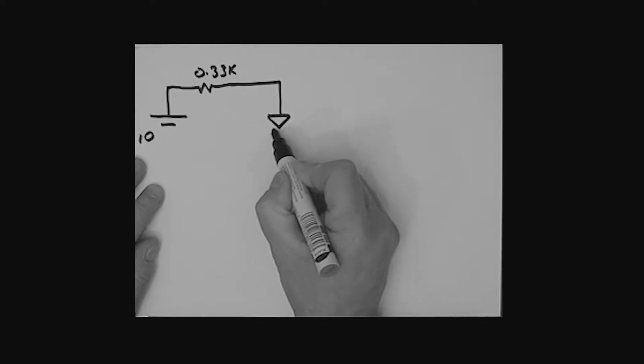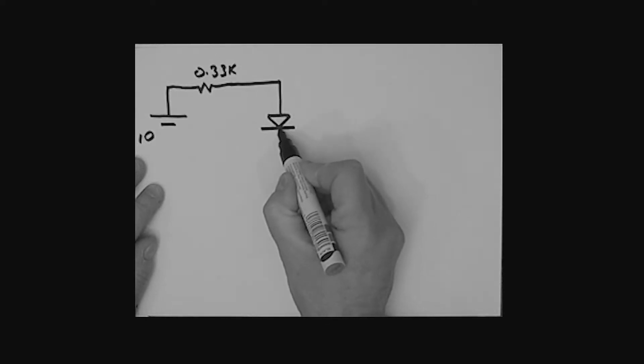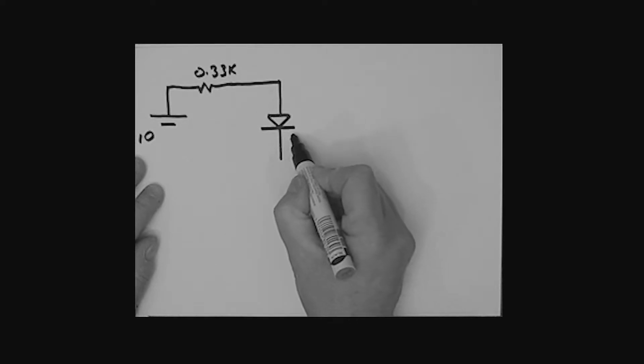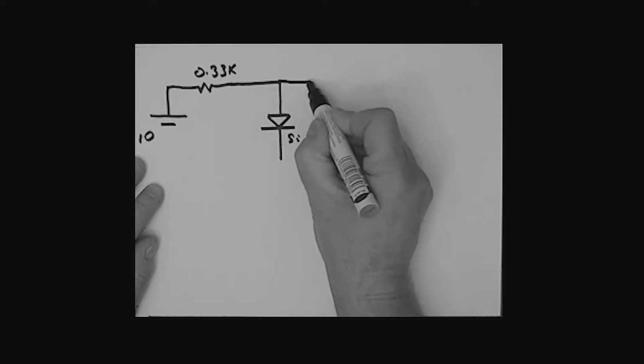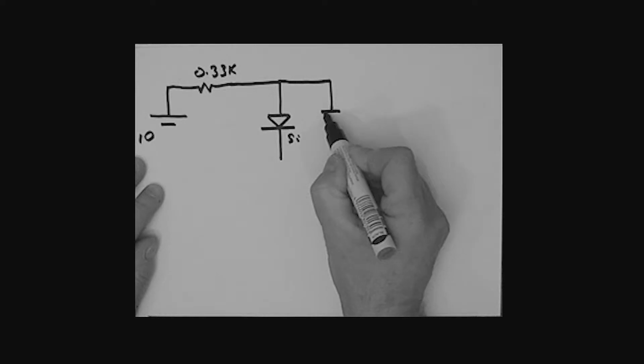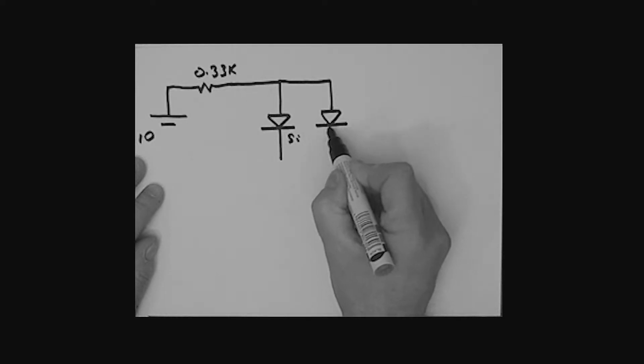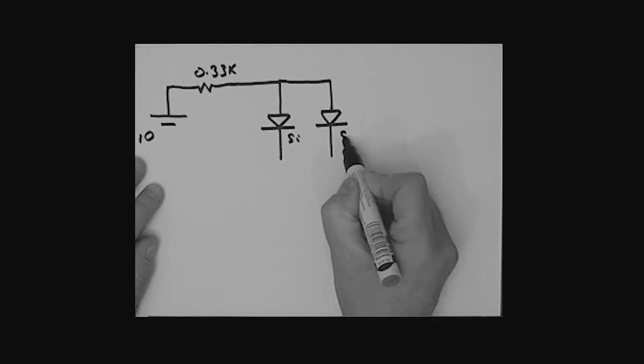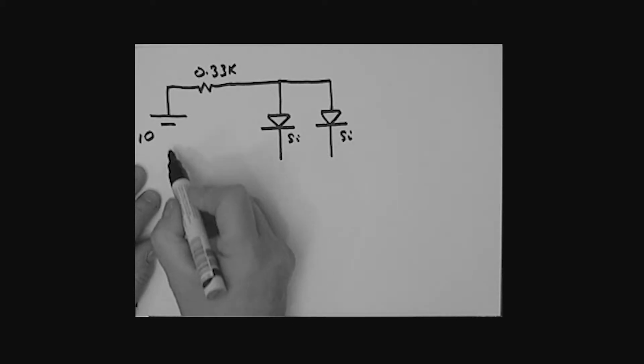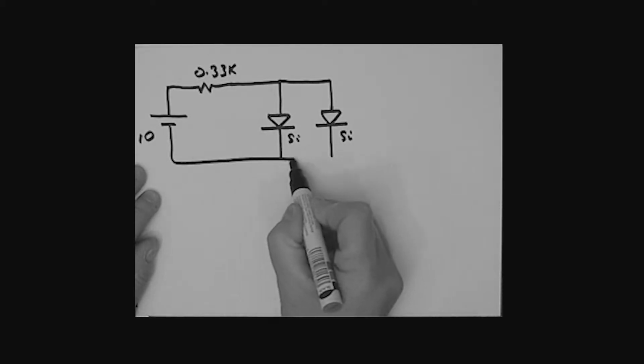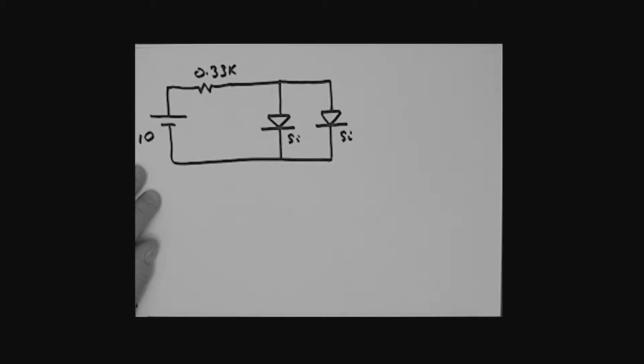These are going to be, in this particular problem, identical diodes. This is a silicon diode, and then we have another diode over here which is identical. It is also a silicon diode. So that's the circuit that we're going to be dealing with.